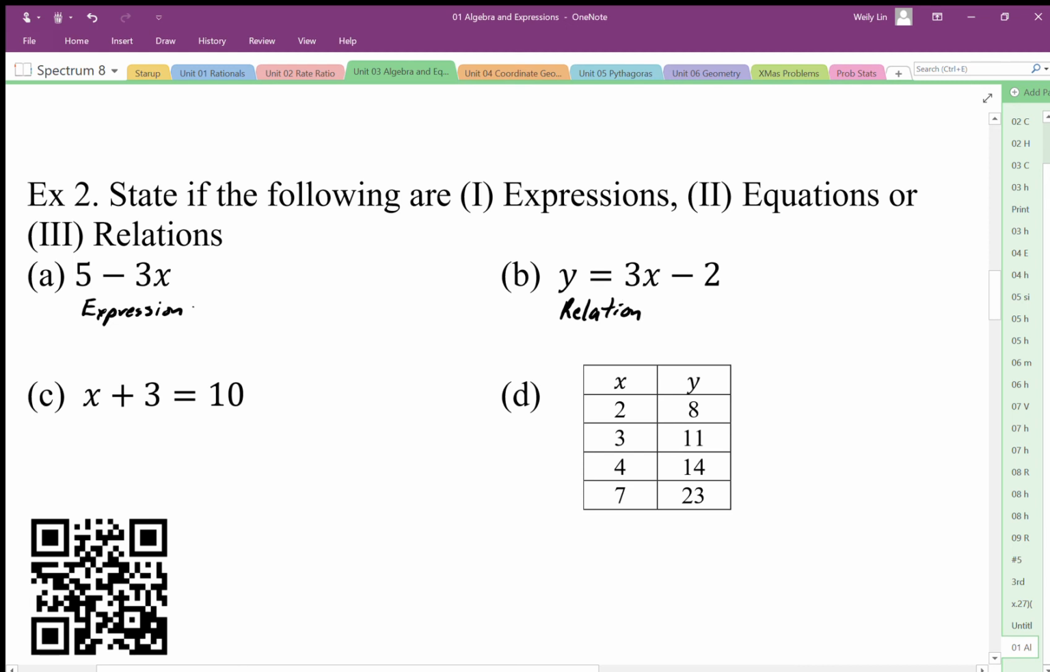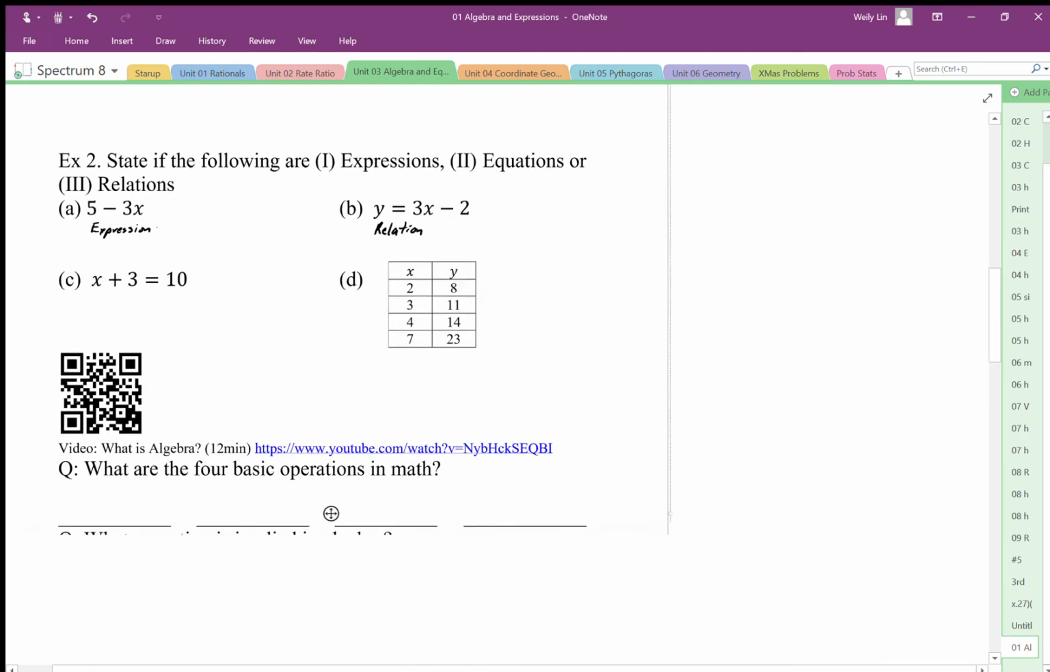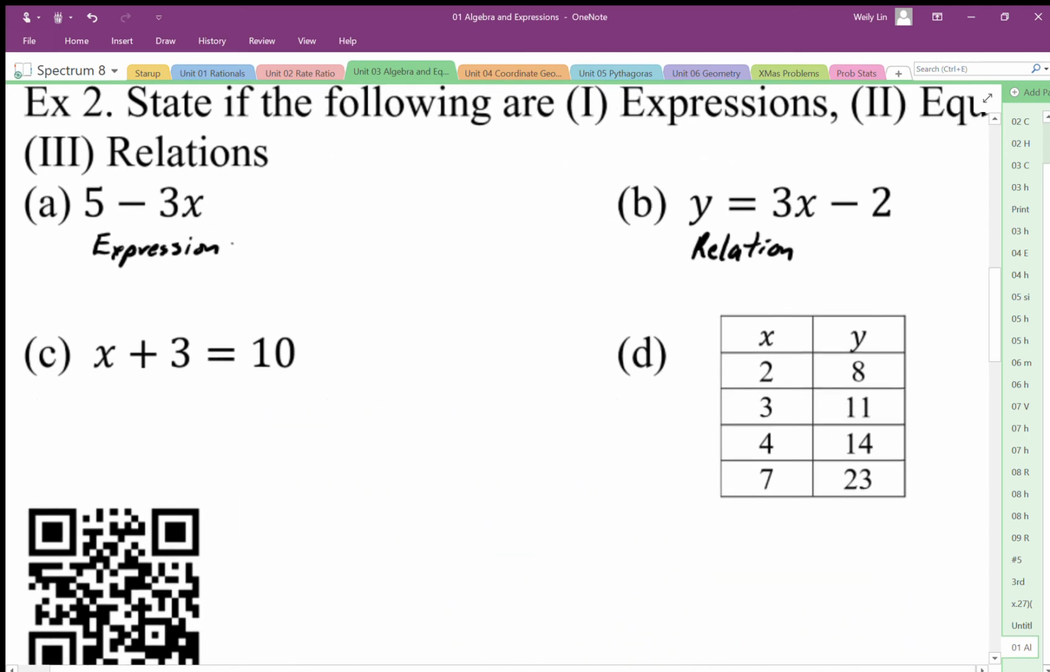Here, this is an x in an equation, and this x can take on a specific value. So this is an equation. So this represents an equation.